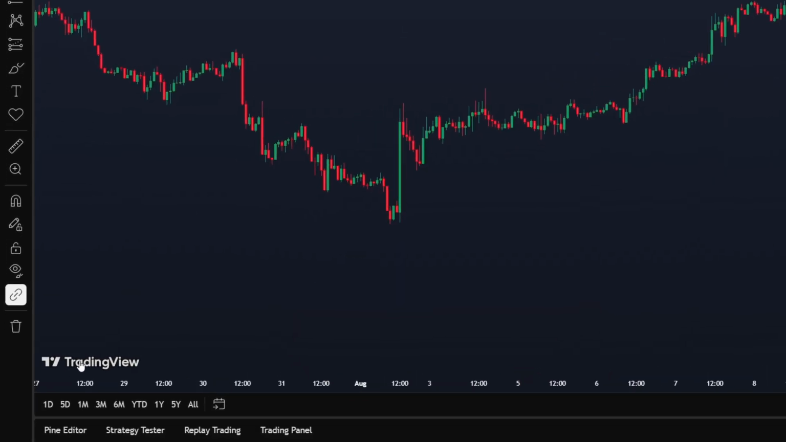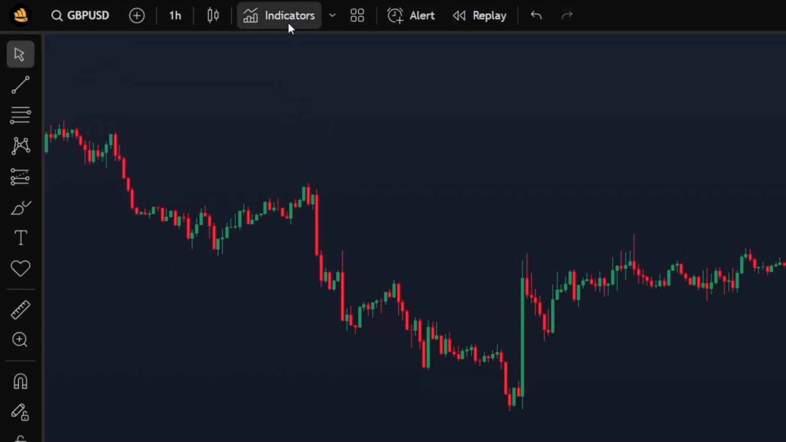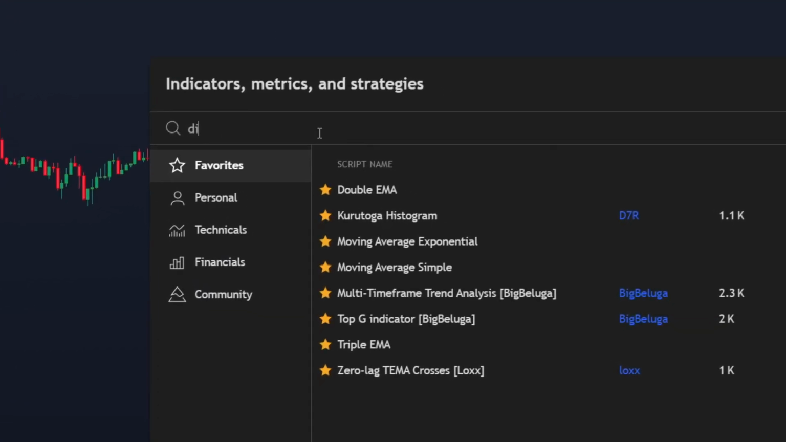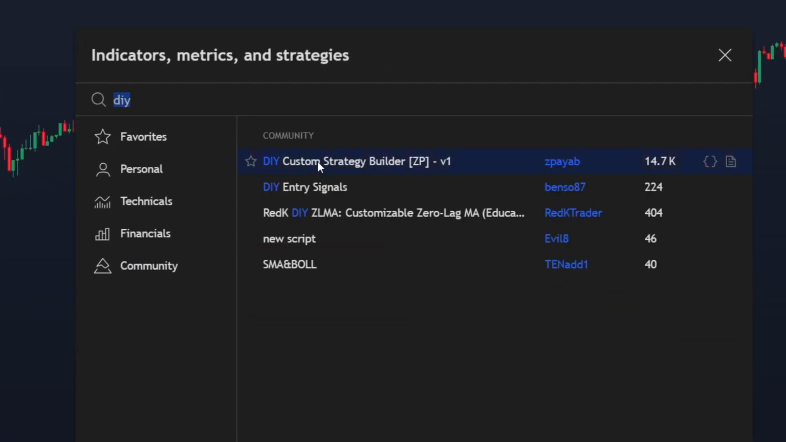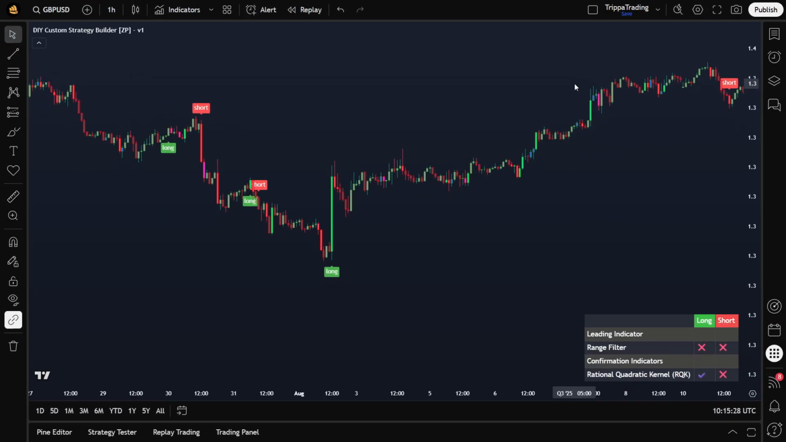So let's add it. I'm going to be using TradingView. First of all, click on Indicators tab from here and search for DIY Custom Strategy Builder. Select the one written by Zpayab. The moment you add it, you'll see information, levels, and buy and sell signals appear on your chart.